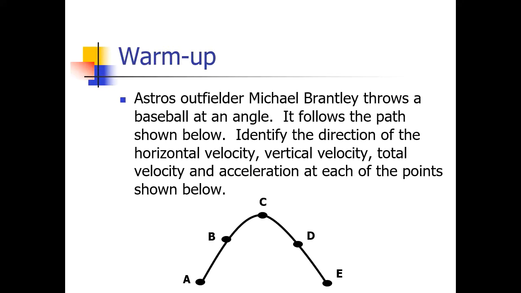have learned yesterday. So we're going to assume that Astros outfielder Michael Brantley has thrown a ball up at an angle, and it follows the path shown below. And what I want you to do is to identify the direction of the horizontal velocity and the vertical velocity at each point in this trajectory that I have labeled, and also tell me the direction of the acceleration at each of the points, and then tell me the direction of the total velocity. So go ahead and pause the video for a moment, discuss that with your neighbors, and then restart the video once you think you have an answer.